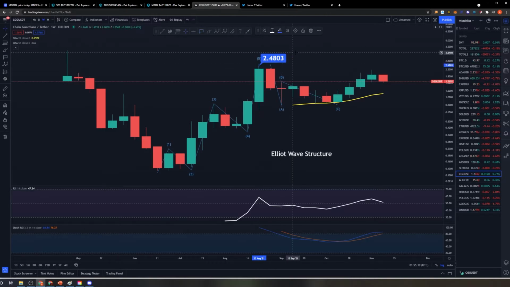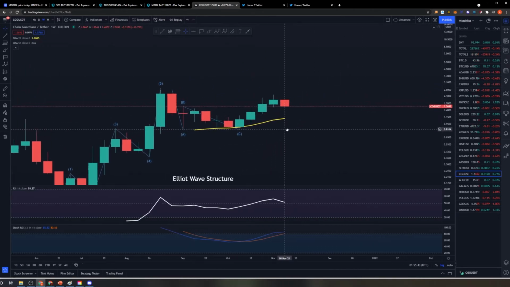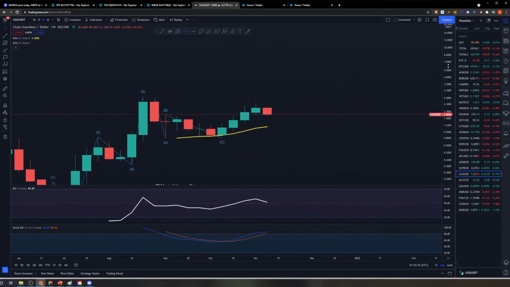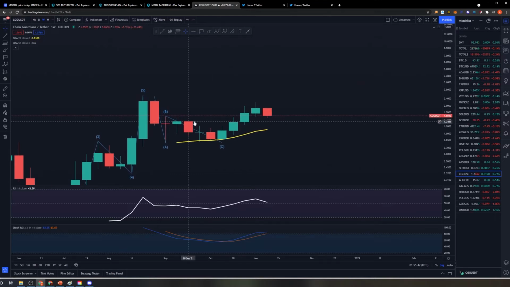around $2.50. Of course, after a 5-wave run-up, you now have an ABC correction. So this is your A wave, this is your B wave, and this is your C wave. The C wave appears to be broken now. So now we are on our way to a new 5-wave structure. How do I know that? I'll show you guys later at lower time frames.